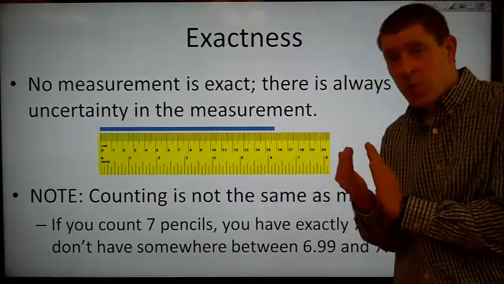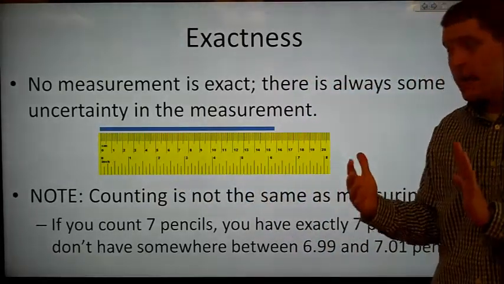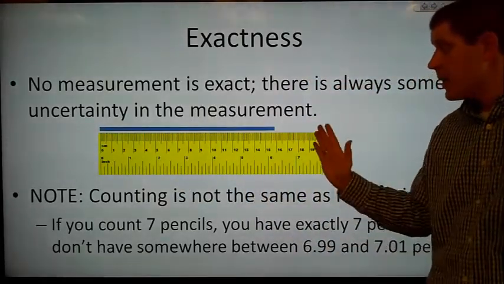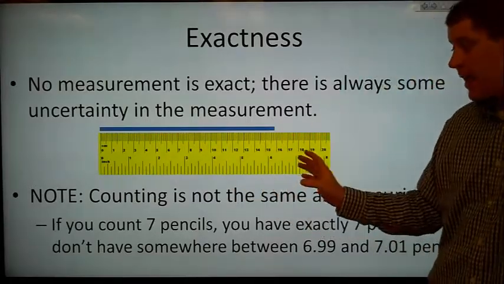And so we're always guessing, where exactly is that? Where is this side? Where is that side? There's always some inexactness, right? We can't ever get our measurement to be perfectly exact.